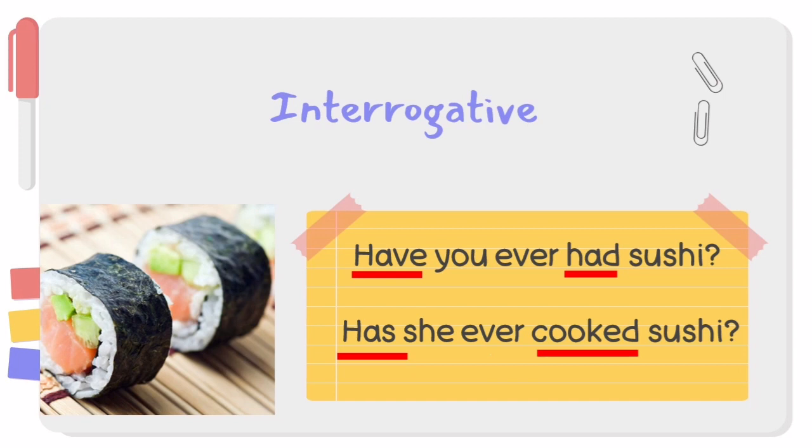Interrogative. To make questions, we start with the auxiliary verb, have, plus the subject, you, plus the past participle of the main verb, had. Have you ever had sushi? Has she ever cooked sushi?